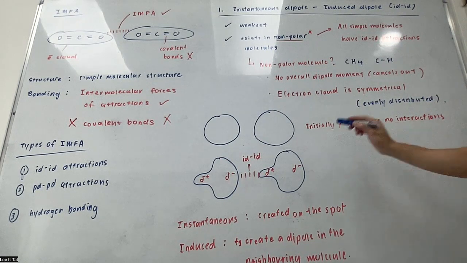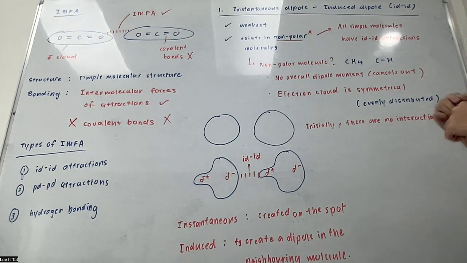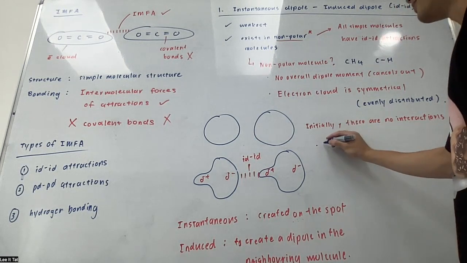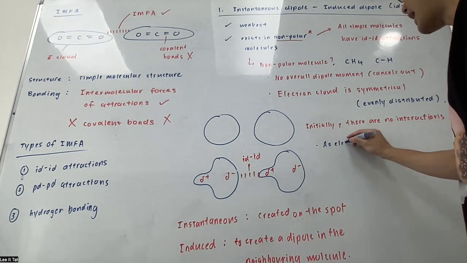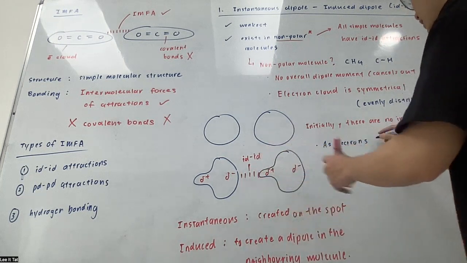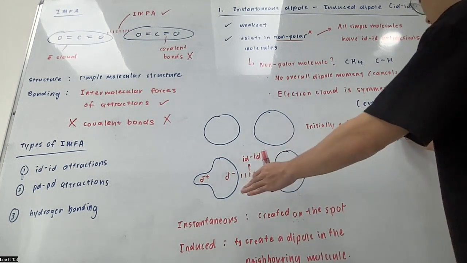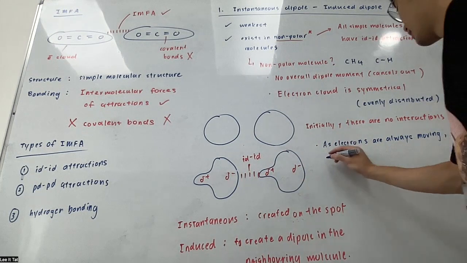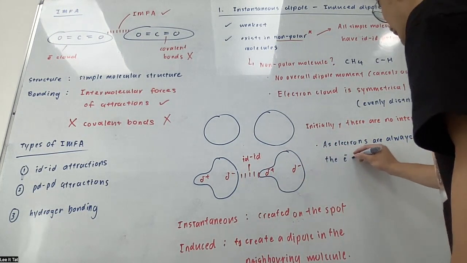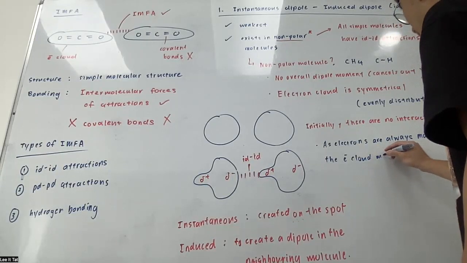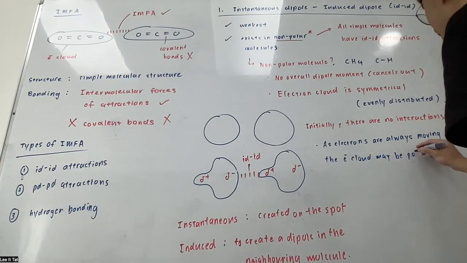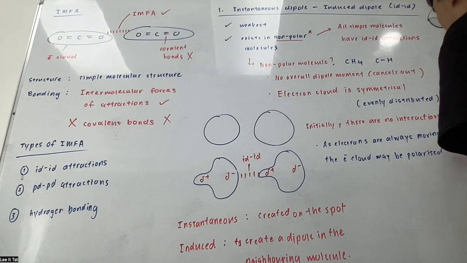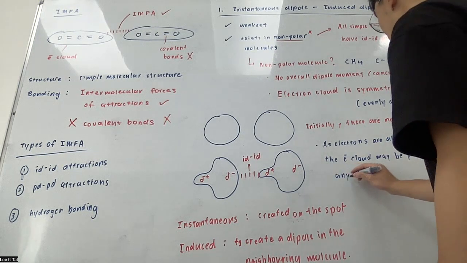Okay, so I'll bring you guys through this. Now we're going to write the explanation. I'm going to write it down in blue over here. First you must tell me, as electrons are always moving, we start off at the first compound. As electrons are always moving, the electron cloud may be polarized at any point in time.